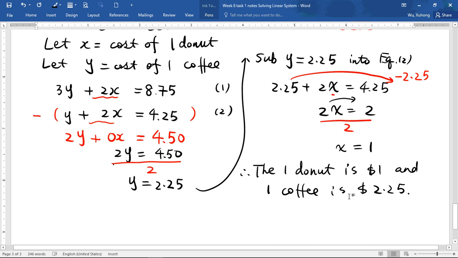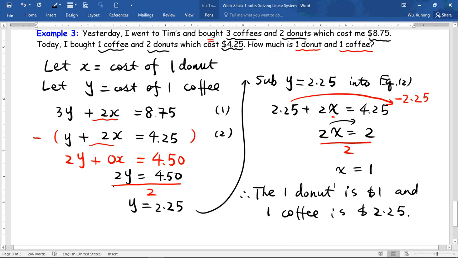Okay, so this is the answer for this question, and after you have learned these two methods, you have more ways to solve the linear system. It's up to you to use which method, elimination or substitution. For substitution, make sure you have one variable whose number in front is 1 or -1, so you don't have fractions. If you couldn't get rid of the fractions for substitution, then try to use the elimination method.